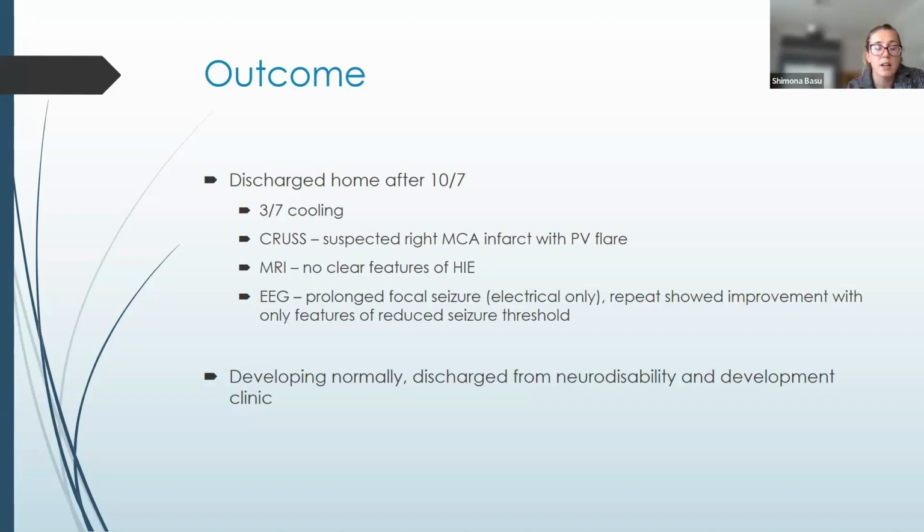So baby was then referred to the neurodisability team and was followed up locally in the developmental clinic. But since then has been developing normally and has actually been discharged from both of those.